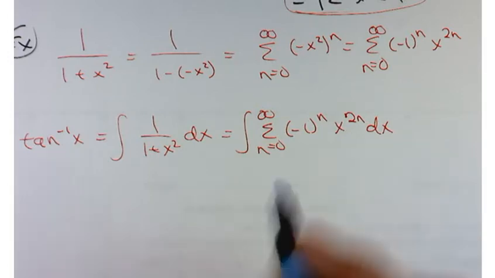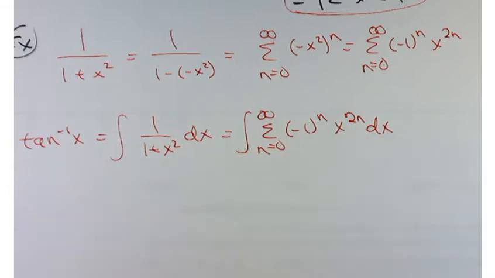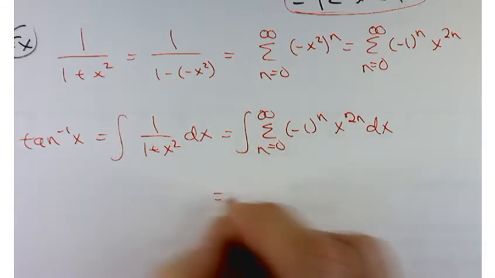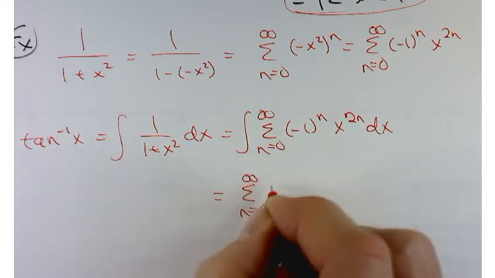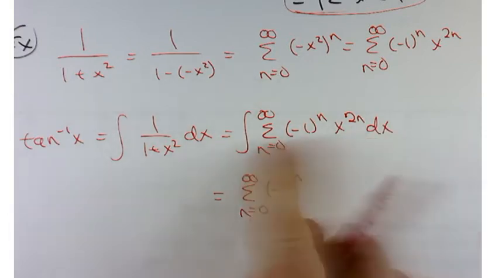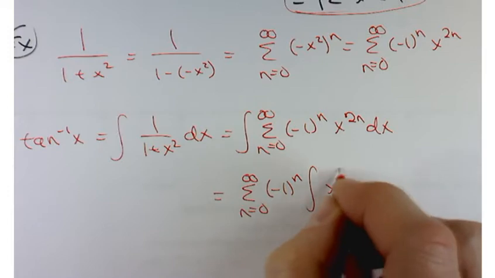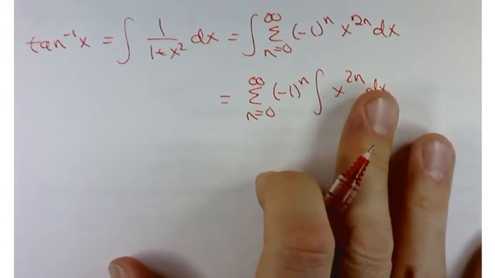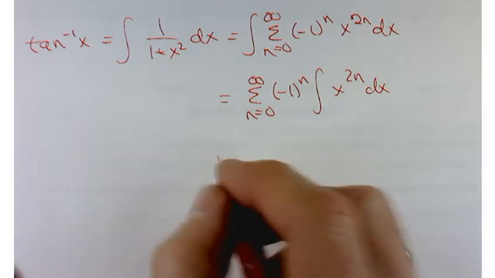Now a lot of this stuff here doesn't depend on x, so I can take it out of the integral. So that's going to be the sum from n equals 0 to infinity of negative 1 to the n, just negative 1 to the n, times the integral of x to the 2n dx. Okay, good. What's that integral?